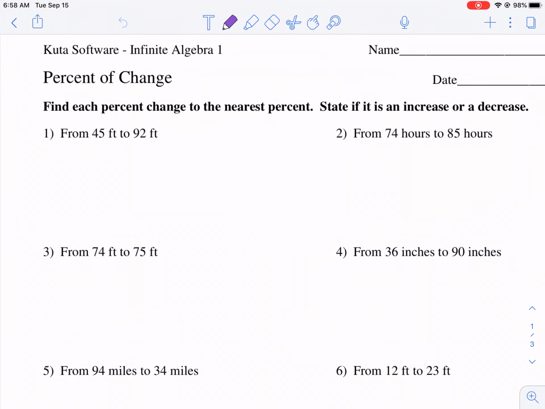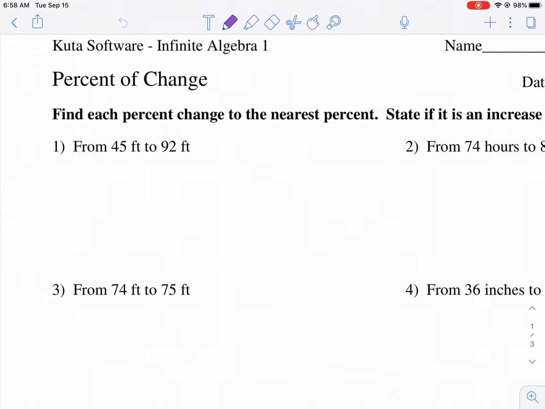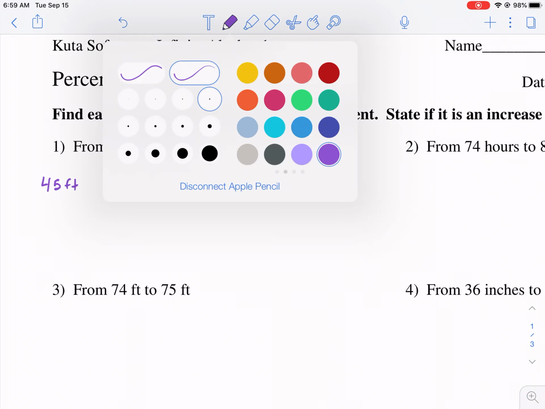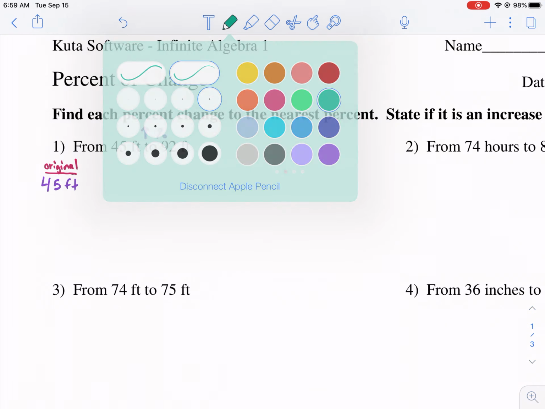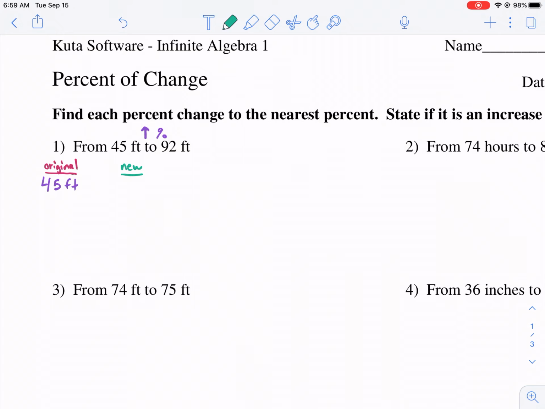Now, before we even jump into number one here, from 45 feet to 92 feet, we're asked to find how much this increases in percent. Before we get into that though, I want to break down what happens if we're talking about the distance of, say, a runner, and it stays at 45 feet. I like to think of things as the original and the new. So we'll make the new green. The original and the new.